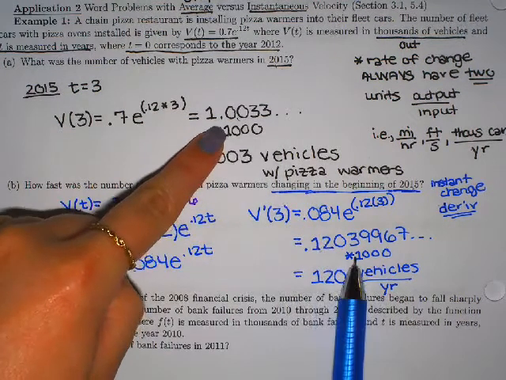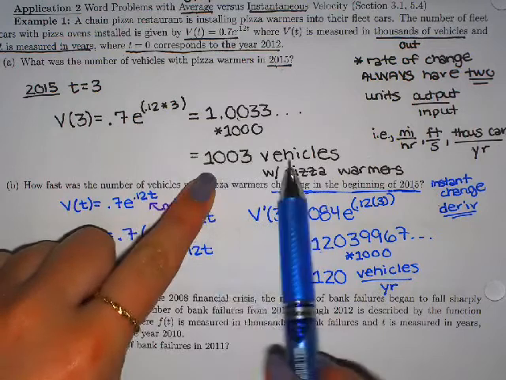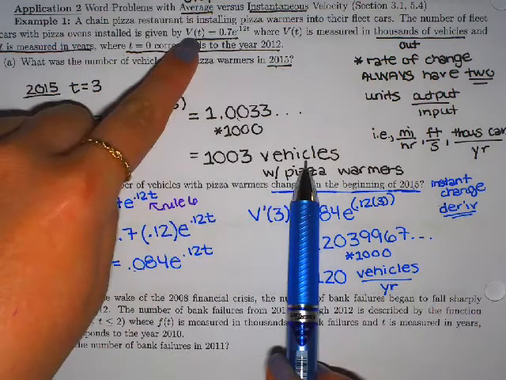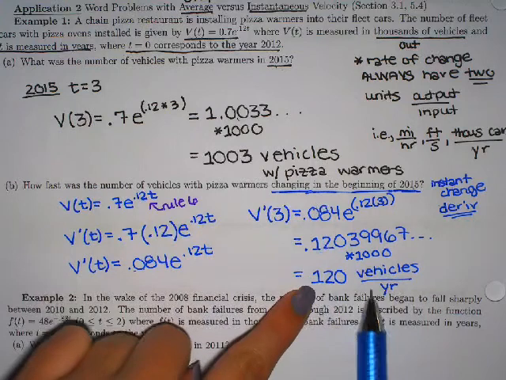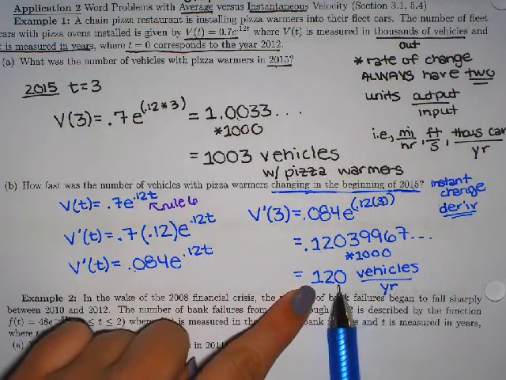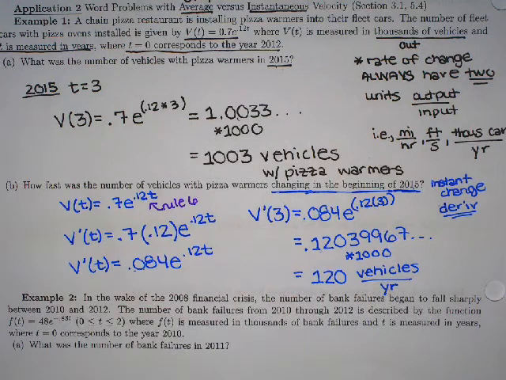So some important things to remember: you can multiply by your units if that makes more sense. I, again, would not do it if it was billions. If you're plugging into the original, it just has 1 unit. This is measuring thousands of vehicles. And if you're plugging into a rate of change, it's always 2 units, because we just found that they're increasing their number of vehicles by 120 vehicles per year in 2015.